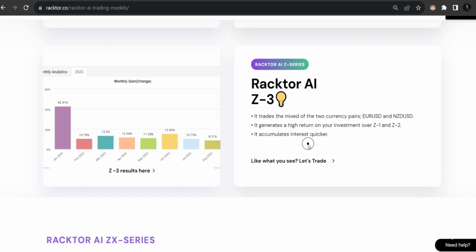And as always, Racktor does not blow accounts. That is for a fact. So you might see drawdowns, but it doesn't blow your account. So that's how Racktor works. That's one of the unique things about Racktor.